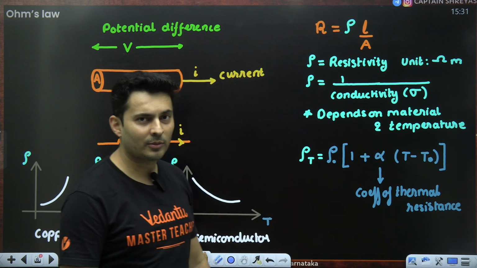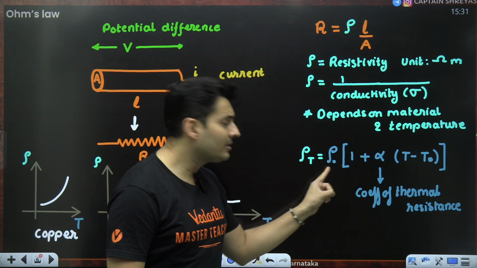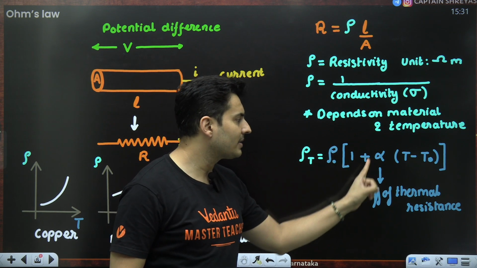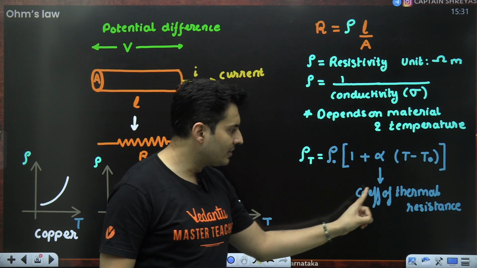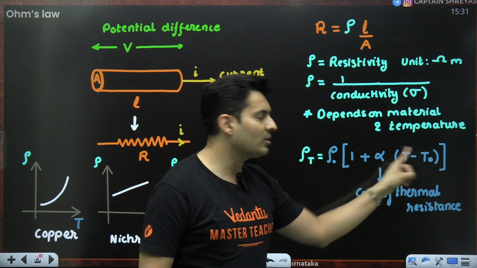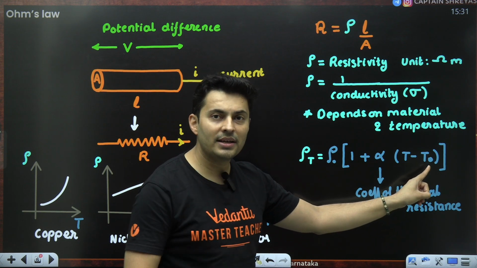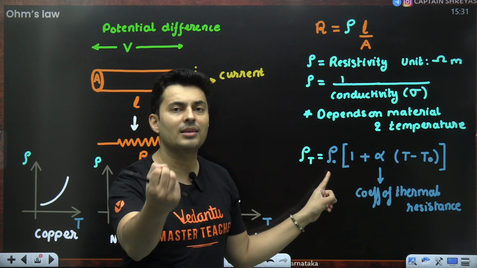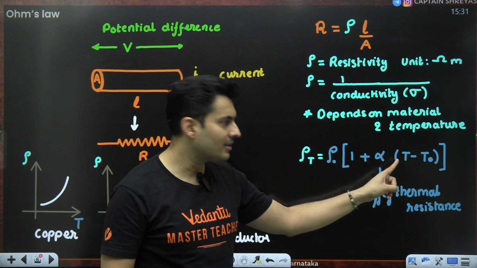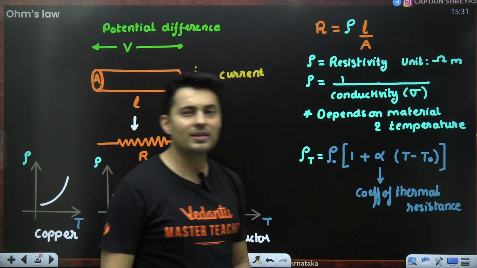Well, here is the formula. At any temperature, the resistivity is given by the initial resistivity, rho naught, into 1 plus a constant called the coefficient of thermal resistance into the difference of the temperature. Maybe when the temperature T naught is 0 degrees Celsius, the resistivity is some value. At some new temperature, maybe 20 degrees Celsius, I want to find the new resistivity. That's when you use this formula.